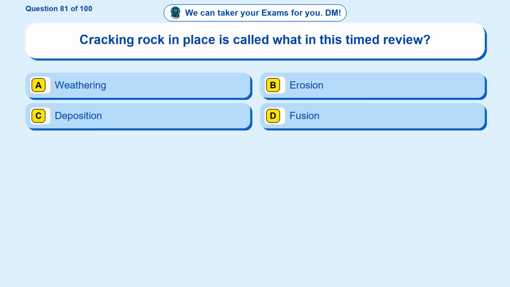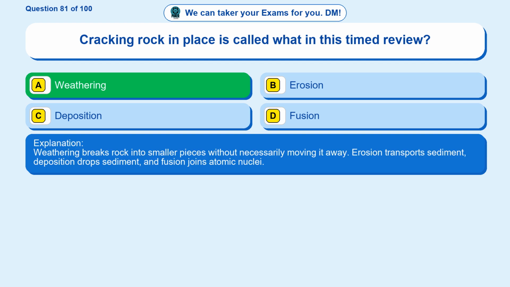Question 81. Cracking rock in place is called what in this timed review? Option A, weathering. Option B, erosion. Option C, deposition. Option D, fusion. The correct answer is option A, weathering. Weathering breaks rock into smaller pieces without necessarily moving it away. Erosion transports sediment, deposition drops sediment, and fusion joins atomic nuclei.